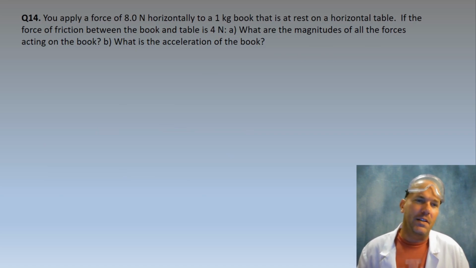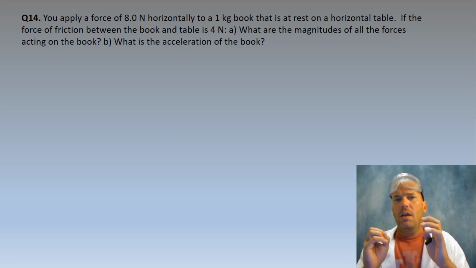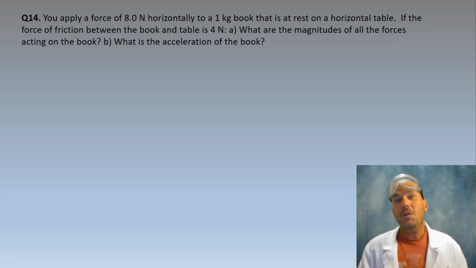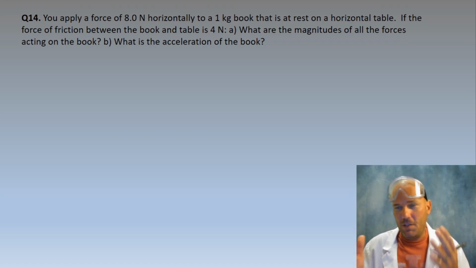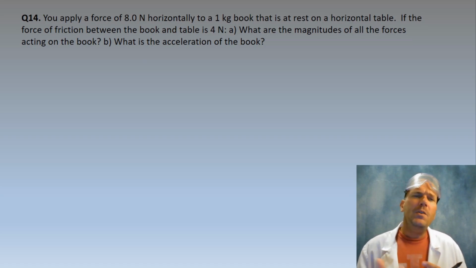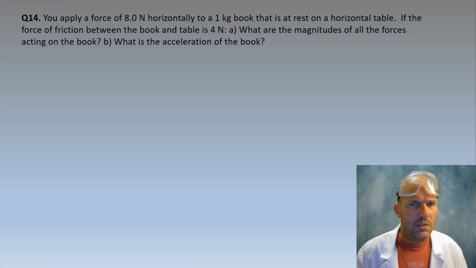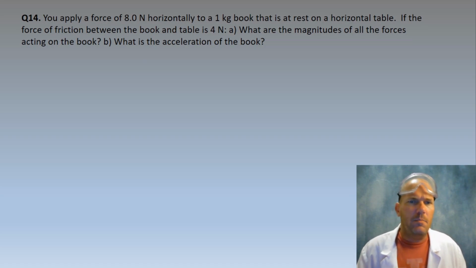Question 14. You apply an 8 Newton horizontal force to a 1 kilogram book that is at rest on a horizontal table. If the force of friction acting between the book and the table is 4 newtons, A, what are the magnitudes of the forces on the book? B, what is the acceleration of the book?